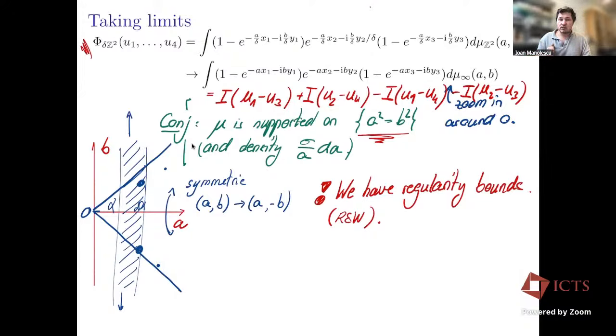What is surprising and what is extremely valuable information is that this I here, that is an explicit function, only depends on the Euclidean distance between the points. And this is due to the fact that things are rotationally invariant.